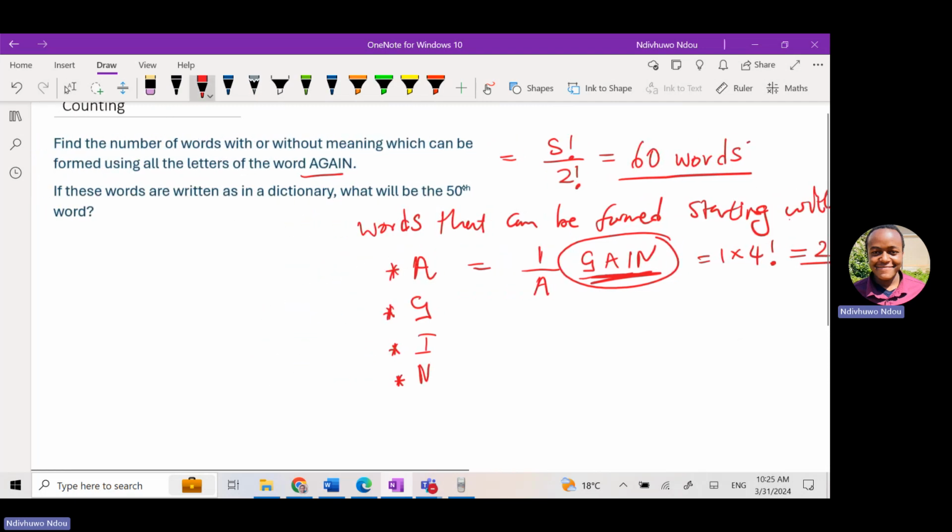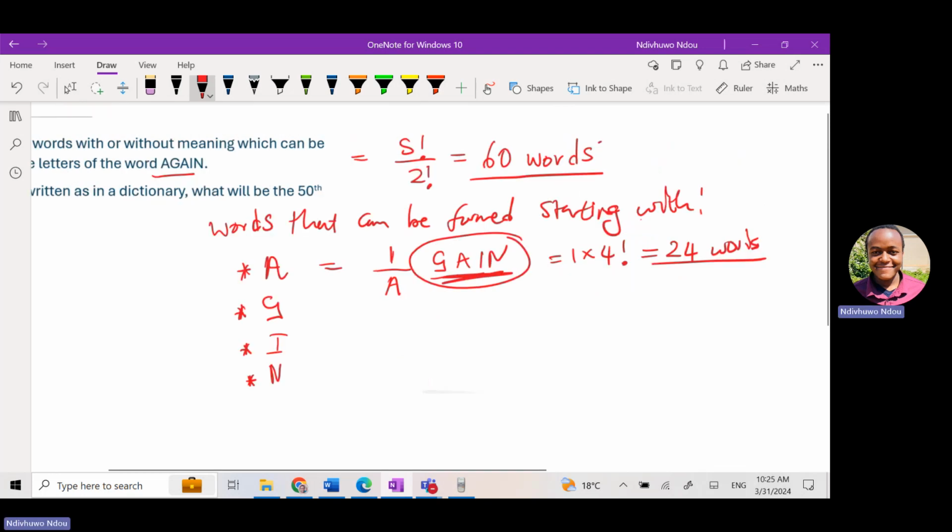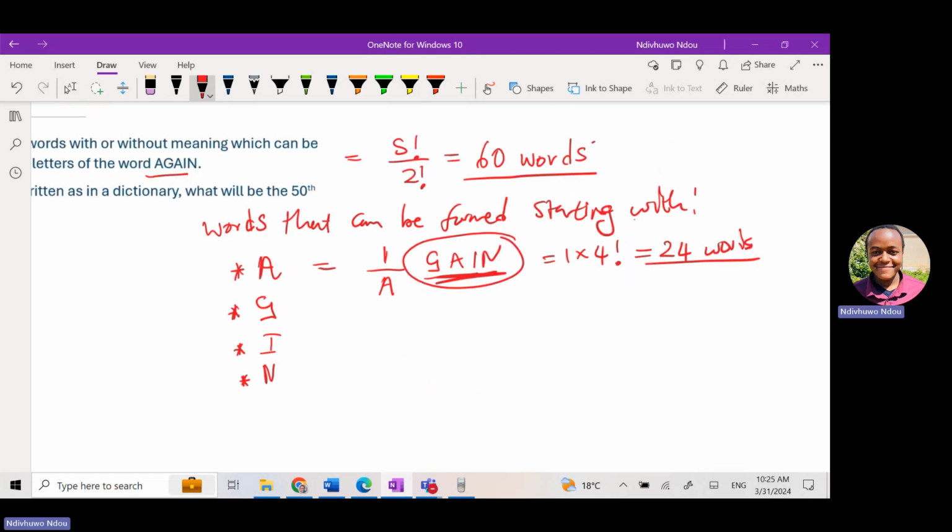But we need the 50th word. So far we have 24 words. Starting with A, then G, they swap everything, and you're only going to form 24 words. What if you start with G? If you start with G, there's only one way to put G there, but the rest of the space, we are remaining with A, A, I, N.